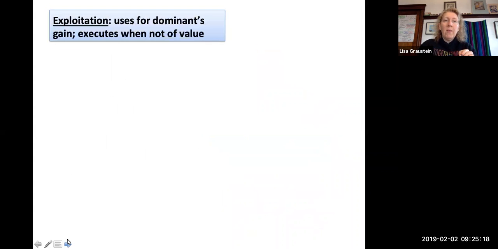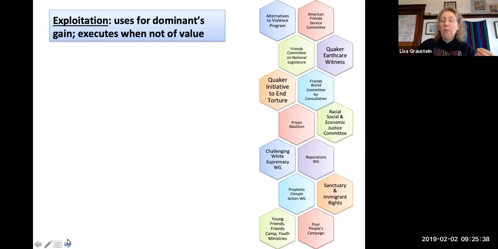And then that third way that the doctrine of discovery has really infused our whole culture in this country is around exploitation, about using and exploiting anybody and anything for the dominant's gain and discarding it when it's no longer of value. There are numerous ways that this exploitation shows up in the world, and there are a myriad of ways that Friends are working to counter that exploitation.